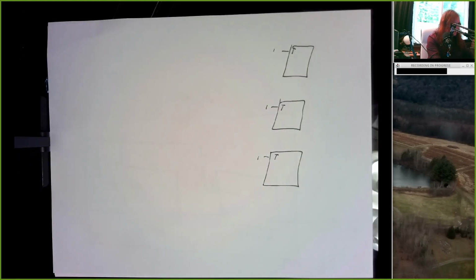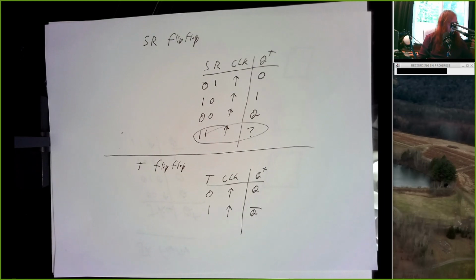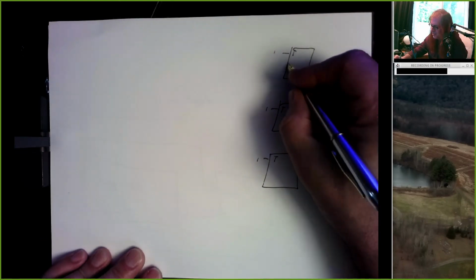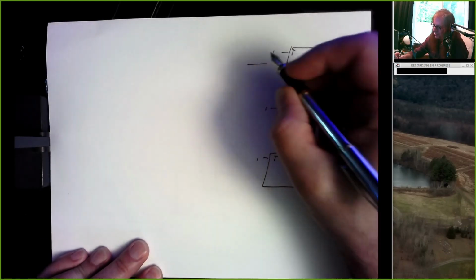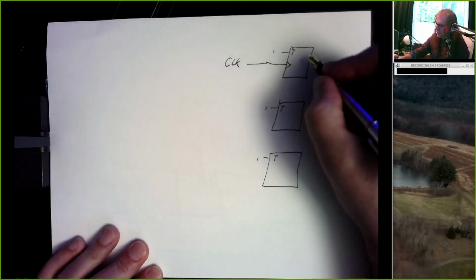So if T is 1, what does a T flip-flop do? Every time the clock ticks, it toggles. So there's nothing conditional happening here. Clock ticks, the output flips. Clock ticks again, the output flips again. And I'm going to take my original clock input and feed that from some external signal that I'll just call a clock.